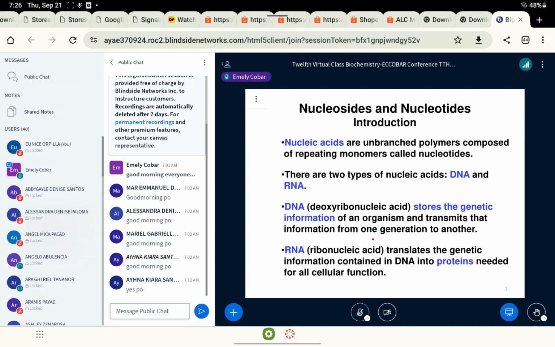okay? And then we have the RNA, ribonucleic acid. This one translates the genetic information contained in the DNA into proteins needed for all cellular function, sa lahat ng pangangailangan ng ating katawan ng proteins. Okay? So, yun yun.